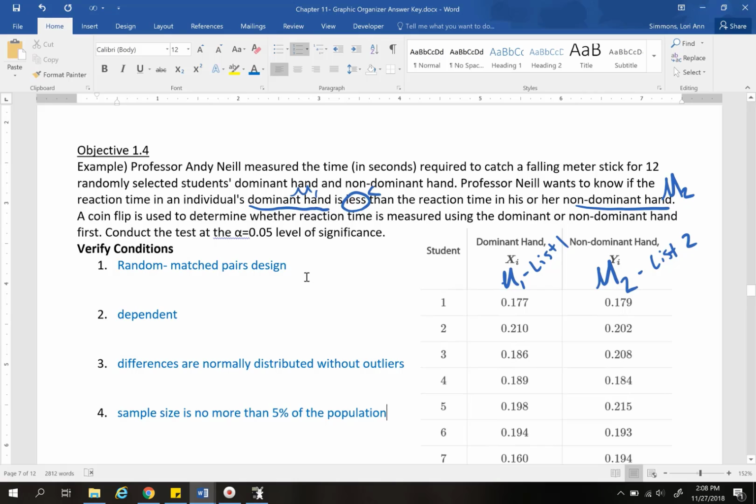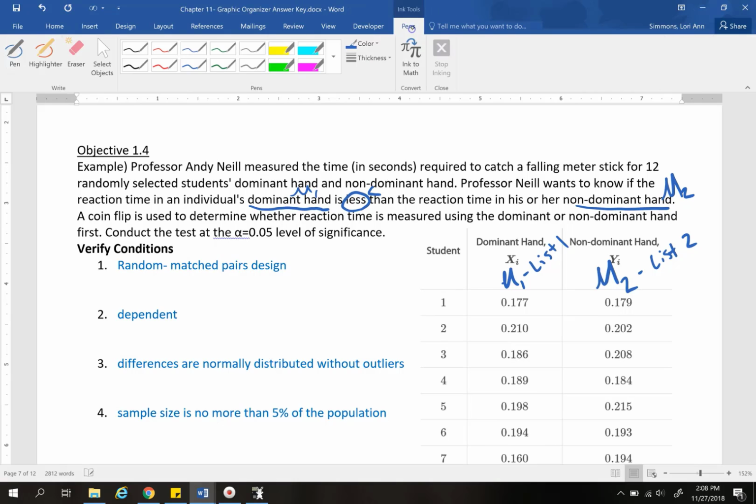What we should be doing for all of these is asking yourself, quantitative or qualitative? Is this information quantitative or qualitative? It is quantitative because we have numbers here. Do we have one population or two populations? We have two populations. Is it independent or dependent? Dependent. It's a matched pair.